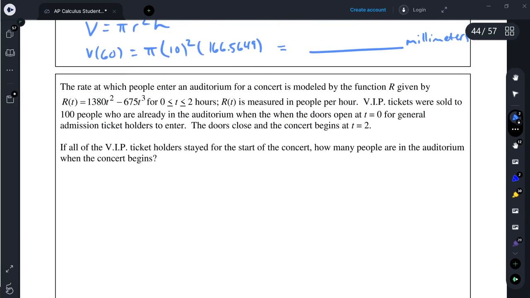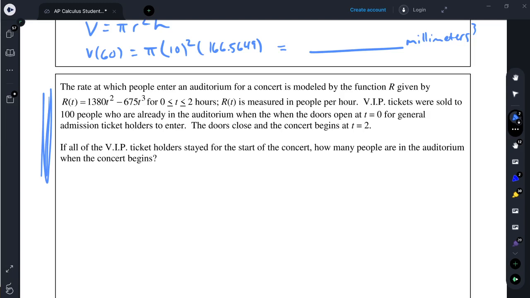All right, the rate at which people enter an auditorium. This is a huge common FRQ question, people coming in and sometimes even people coming out. So we'll get there later. Right now, it's just people coming in.